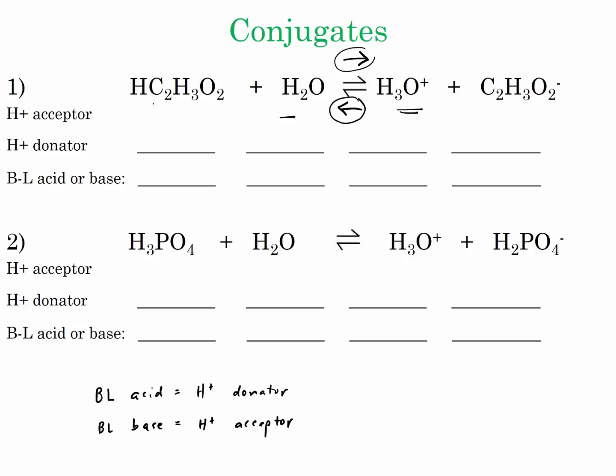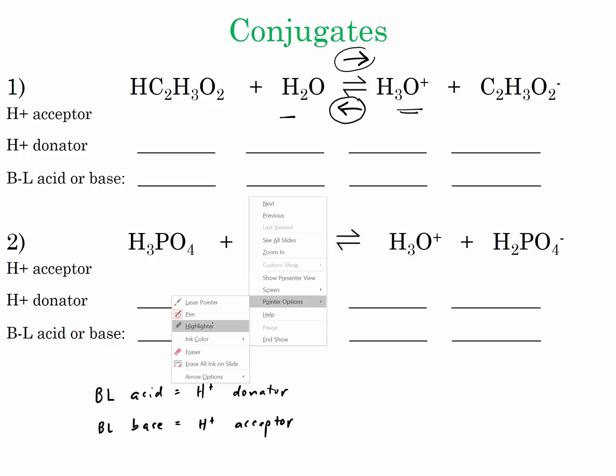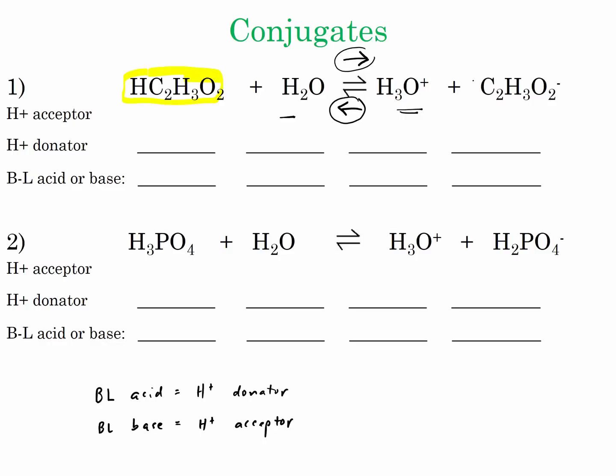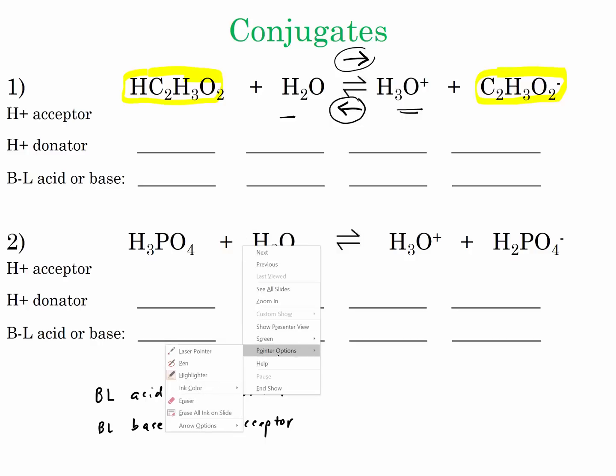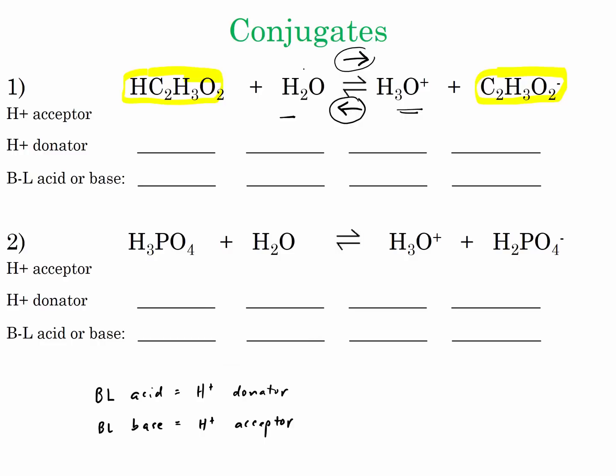Actually, we could make use of this highlighter. So this and this are conjugate pairs, and then this and this are conjugate pairs. So this was an H plus donator, and it's acting like a Bronsted-Lowry acid. The water is an H plus acceptor because it got the proton from the acetic acid molecule. So the water molecule was a Bronsted-Lowry base.